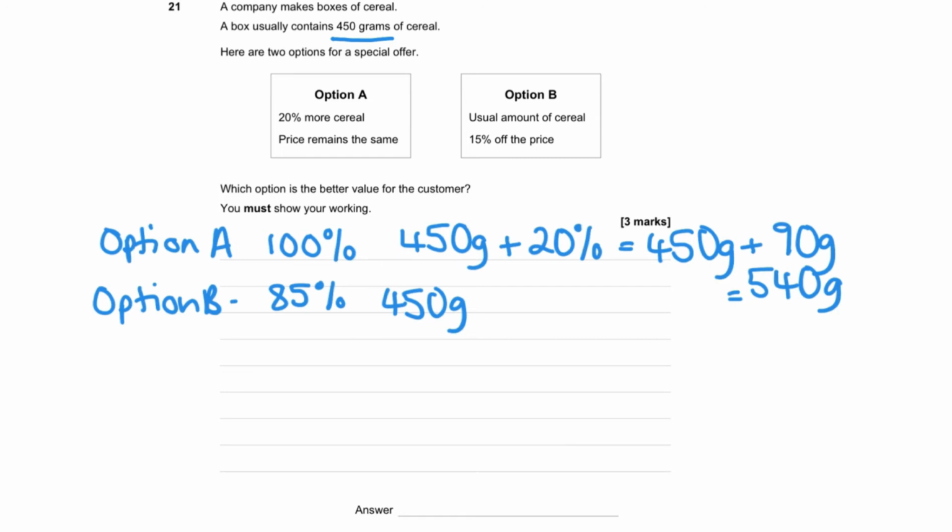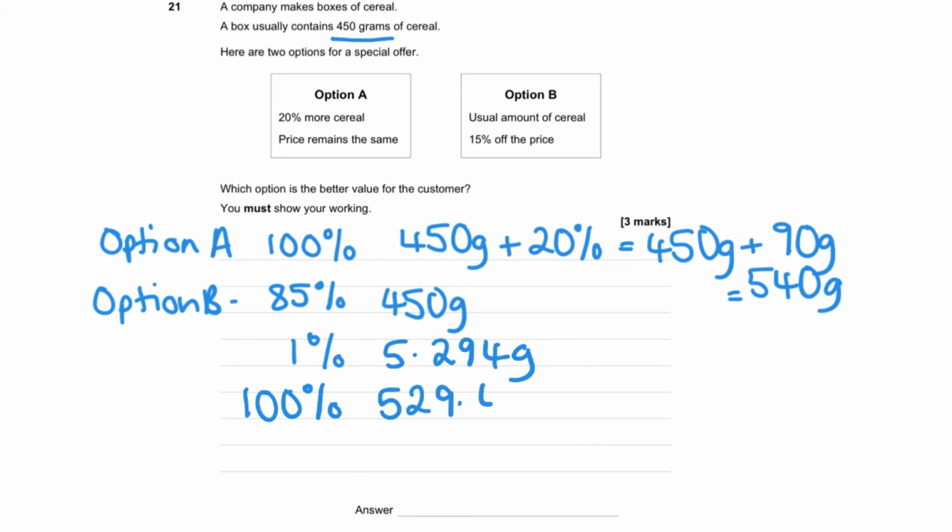So if we divide that by 85, we can work out how much cereal you get for 1% of the price. So we're getting 5.294 grams of cereal. So if we times that by 100 to find out what we get at 100% of the price, we get 529.4 grams of cereal. So if we look at option A, for 100% of the price as well, we're getting 540 grams of cereal. So that's working out at the better option.